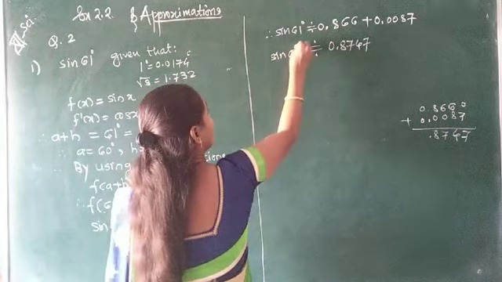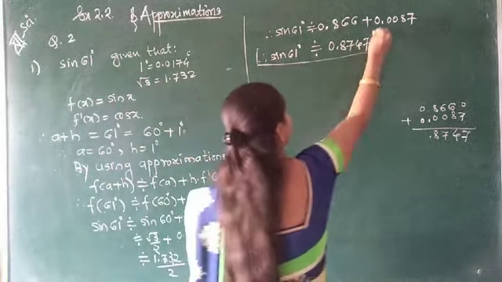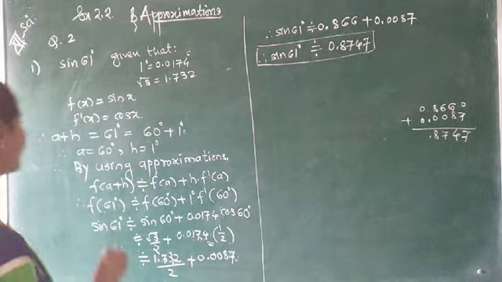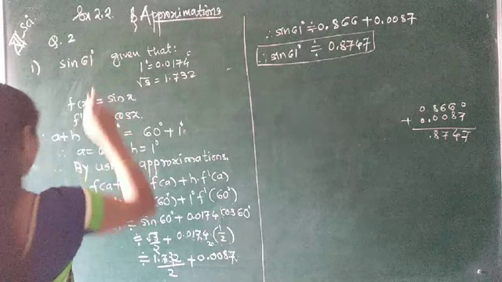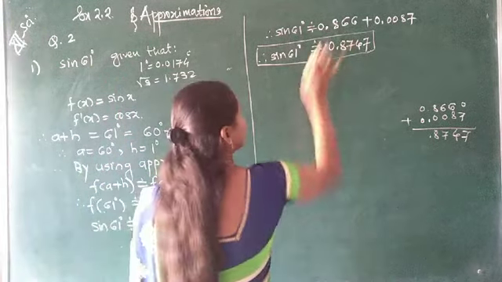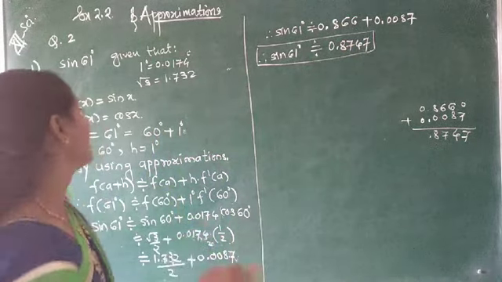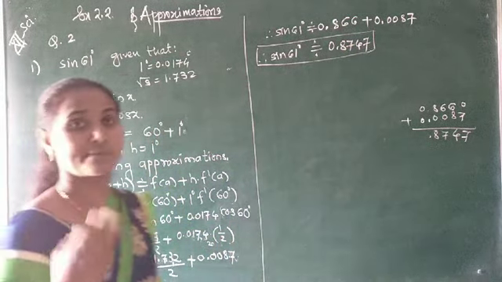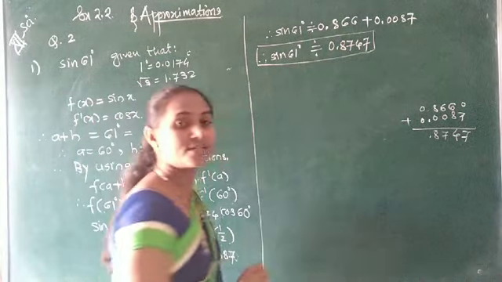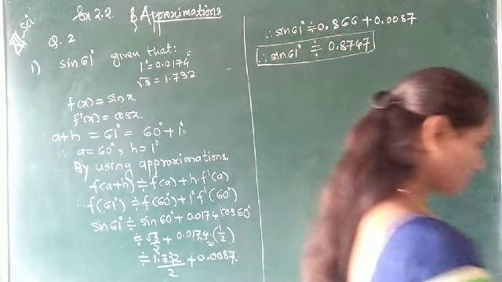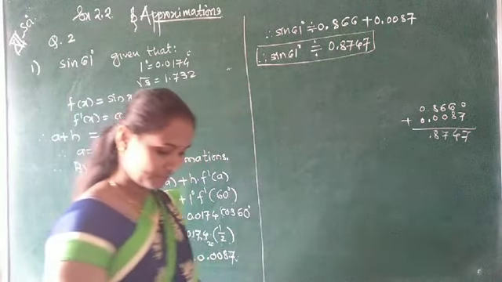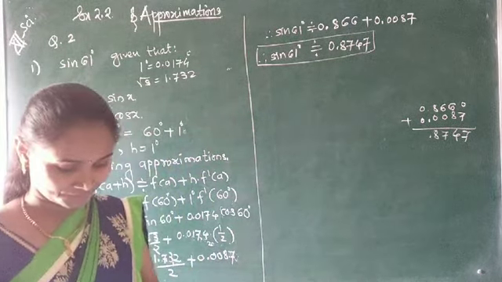The approximate value of sin 61 degree is 0.8747. Look here, we know the value of sin 60 degree is 0.866, and this is 61 degree, म्हणजे 60 पेक्षा अँगल जास्त आहे, म्हणजे ह्याची व्हॅल्यू आपल्याला 0.866 पेक्षा जास्त मिळाली पाहिजे. So the answer of sin 61 degree is 0.8747. Now see the next question.